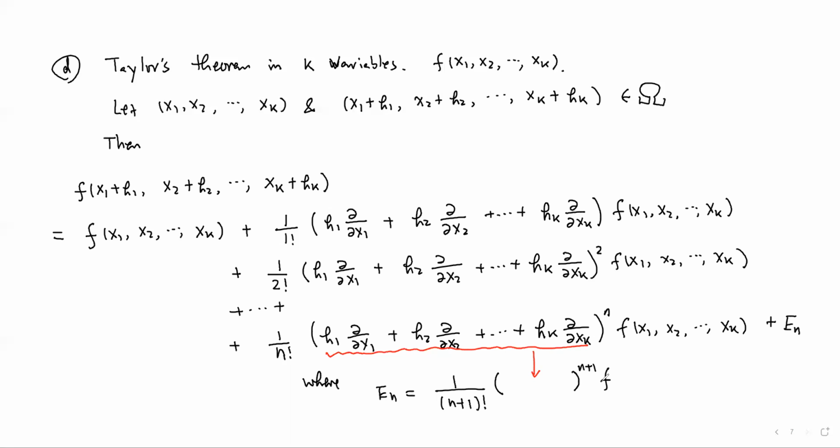Take the derivative of the function. After we get this derivative, plug in this point: x1 plus theta h1, x2 plus theta h2, very similar, and xk plus theta hk. What is theta? We don't know. We only know theta is between 0 and 1. This is Taylor's theorem in k variables.